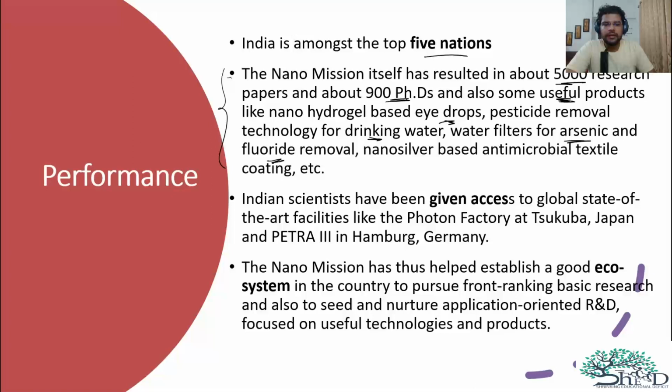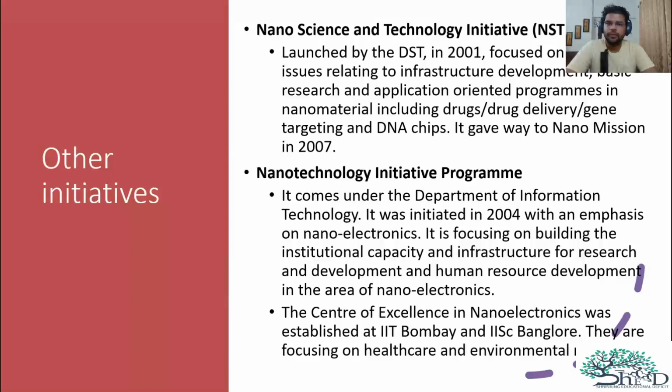Also, Indian scientists have received access to state-of-the-art facilities like the photon factory at Tsukuba, Japan. This is due to the international collaboration part, which I mentioned in the features of the Nano Mission. So basically, the Nano Mission has helped in the development of a good ecosystem. That means humans, labs, international collaboration, then research and development of products. So it has been, by and large, a successful program.